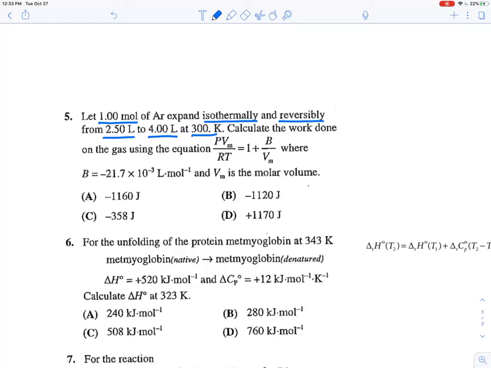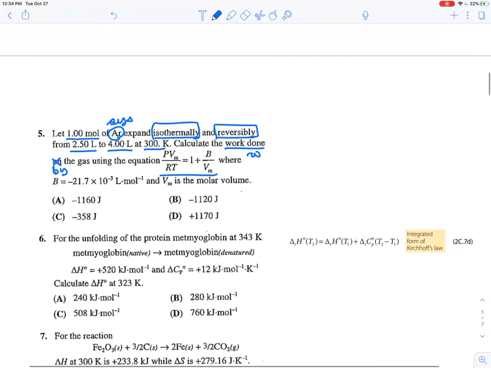Calculate the work done by the gas. I think that's a better problem to solve, because this is my system, and they just want you to calculate the work. They say it is reversible, so I can use this pressure expression for my gas, and it is also isothermal. So this is the problem that I need to solve.